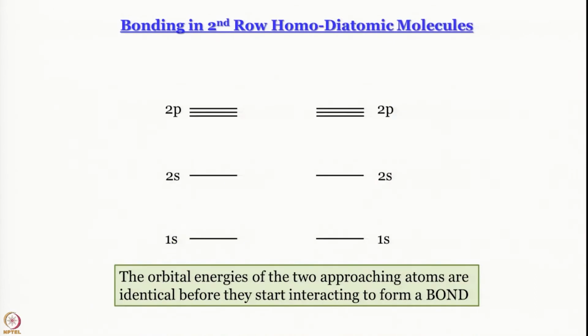This is most important. It might sound very simple, but it is important nevertheless, we better understand it. Now, with that background, we can try to develop an energy scheme for second row homodiatomic molecules, and this is what the scheme would be.